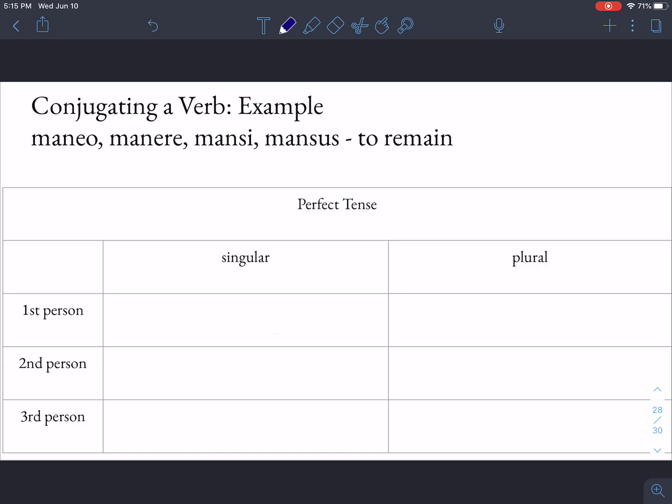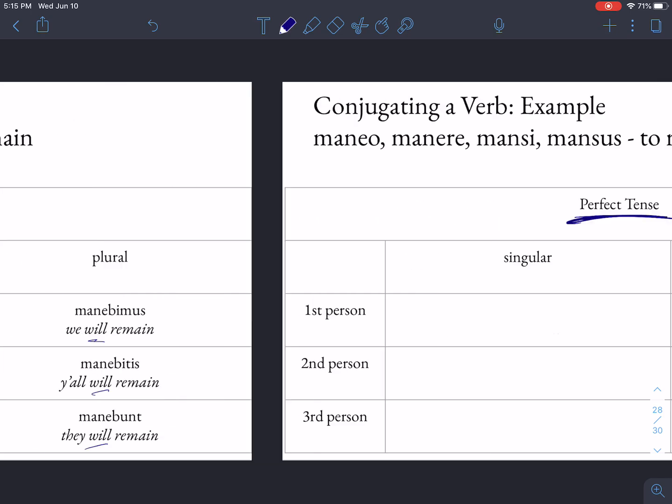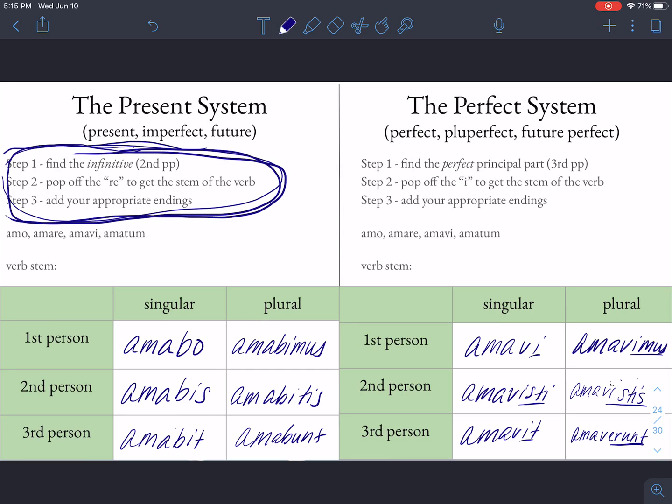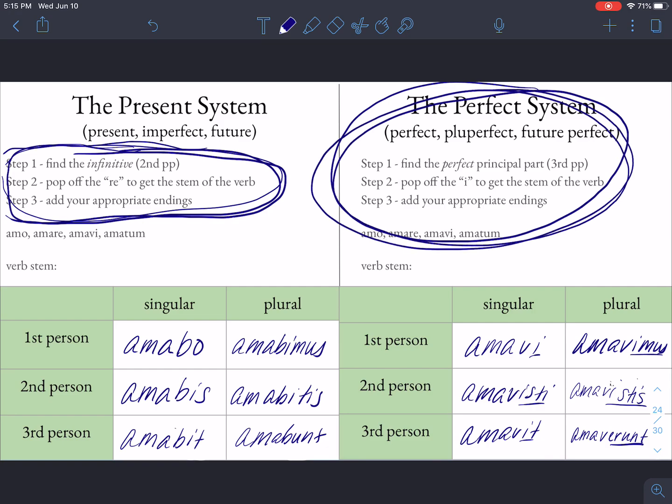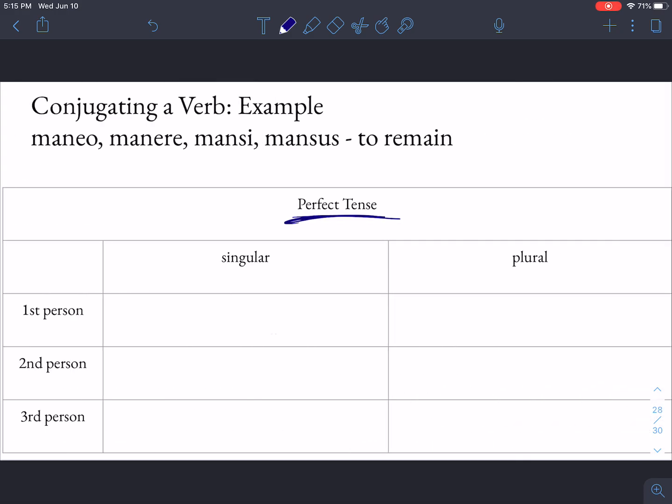We're going to conjugate maneo, manere, the same verb, in the perfect tense. But the perfect tense, let me remind you, comes from the perfect system. So we're going to need these steps. Step 1, find the perfect principal part, which is the third principal part. Pop off the i to get the stem, and then you add your appropriate tense endings. So let's do that.